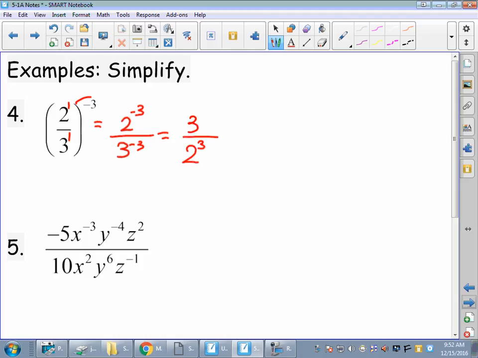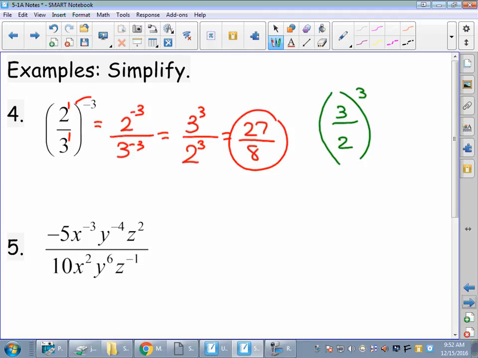And my 3 to the negative 3rd is going to go to the top to become positive. 3 cubed is 27, and 2 cubed is 8. Another way to do that problem, just going to throw this out there, we could take care of the negative itself. Since it's applying to the entire fraction, if I flip the fraction first, now that becomes a positive 3. Then I take the power of the power, 3 cubed, 2 cubed, and I still end up with 27 over 8. So you're just going to have to figure out which one works best for you.